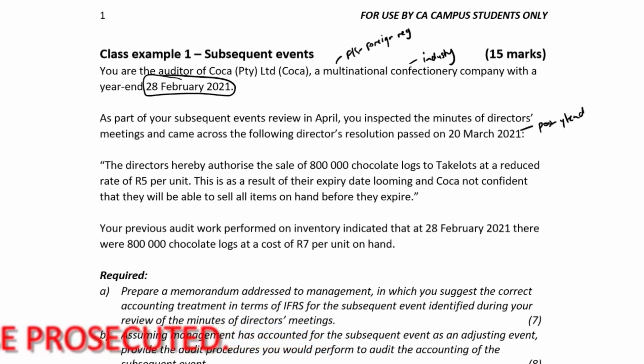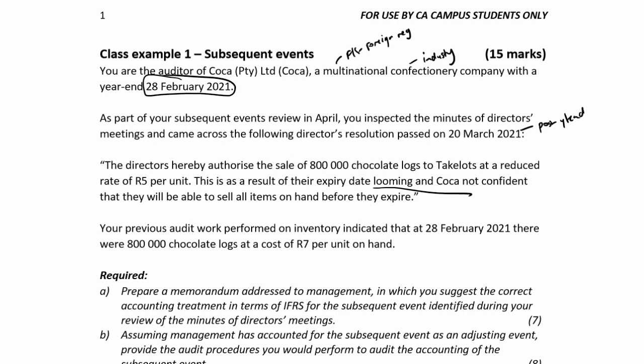The directors hereby authorize the sale of 800,000 chocolate logs to Take Lots at a reduced rate of R5 per unit. This is as a result of the expiry date looming and Cocoa not confident that they will be able to sell all items on hand before they expire. So just to make a note here, they're selling it because of the expiry date coming up. They haven't expired yet, so they don't need to be written off, but it's coming up and they don't think that they'll be able to sell, so they've made a note of this.